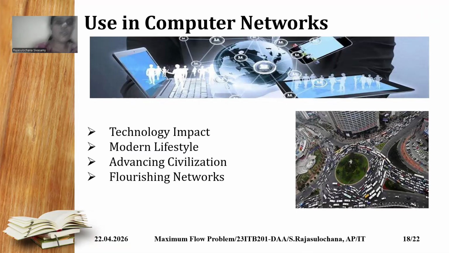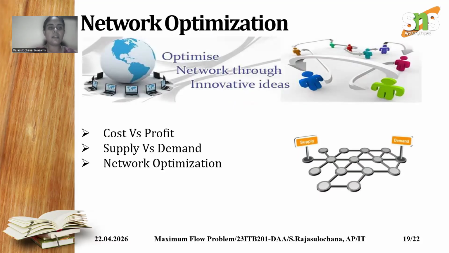The common use of flow networks is mainly in computer networks, where it is used to find the technological impact, modern lifestyle, advancing civilization, and flourishing networks. It is also used in network optimization, where it is used to optimize a given network through innovative ideas.